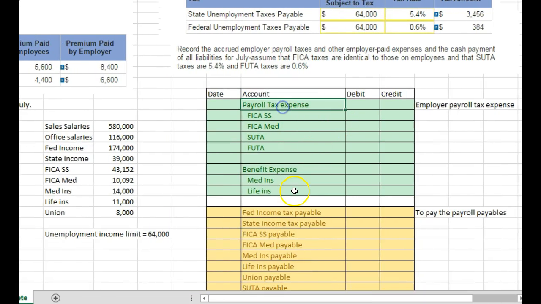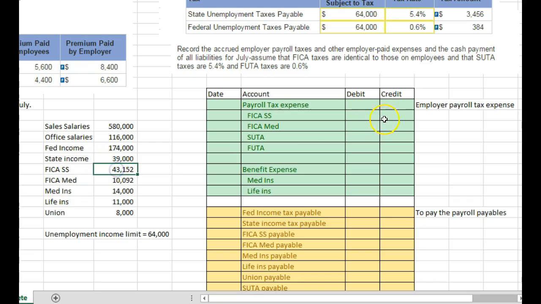So first of all, we have payroll tax expense, and we don't know what that is yet. So we have to figure out the FICA payable, both Social Security and Medicare. And then now remember, the employer has to pay the state unemployment tax and the federal unemployment tax. So the employer has 4 taxes to worry about: FICA Social Security, FICA Medical, unemployment for the state, and unemployment for the federal. And these are all payables. So let's figure out what those are.